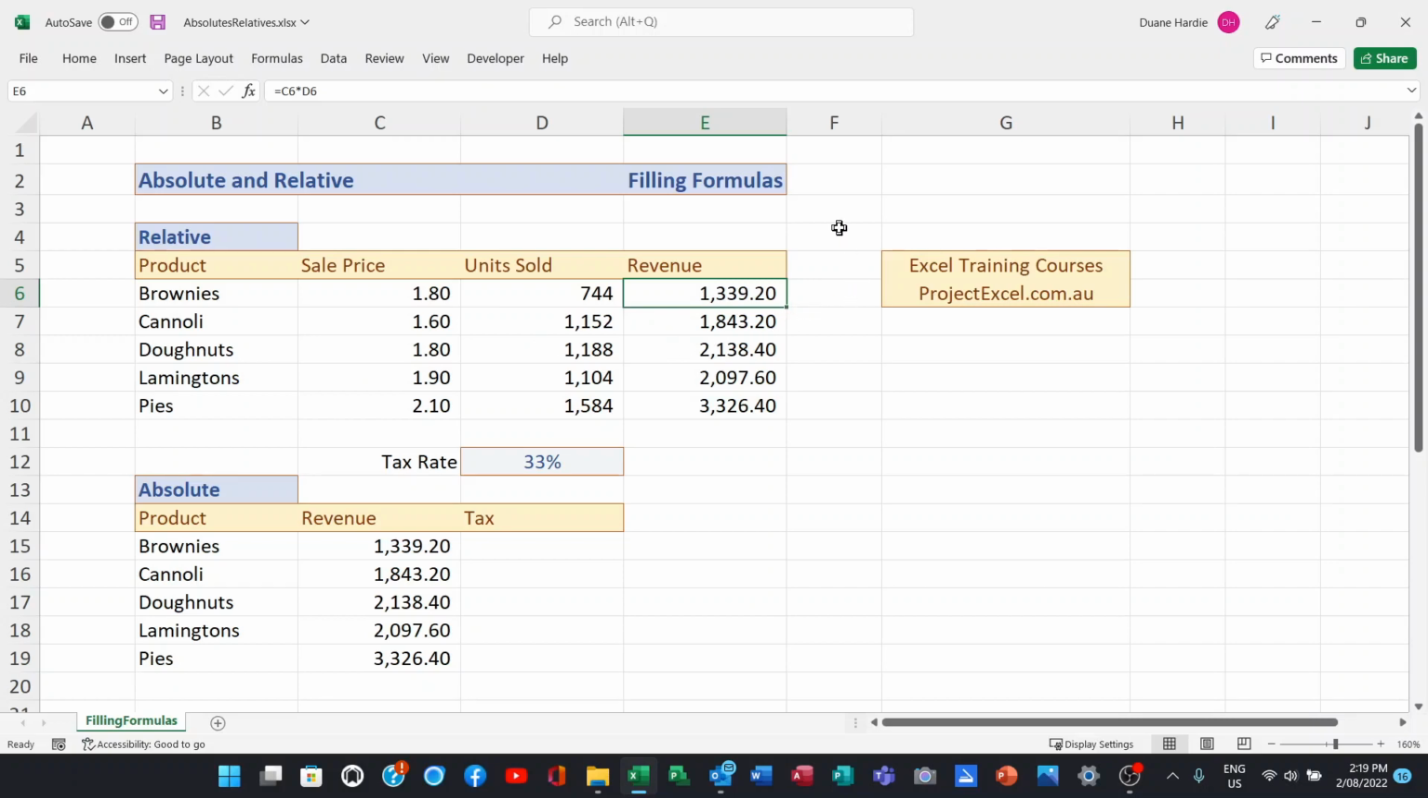This is a relative reference. If it was an exact reference, it would be 13, 39, 20 all the way down, but it's a relative reference. That's what it's all about.